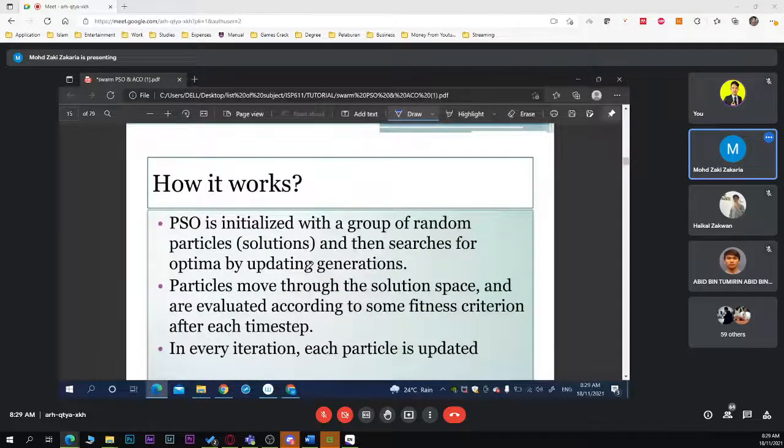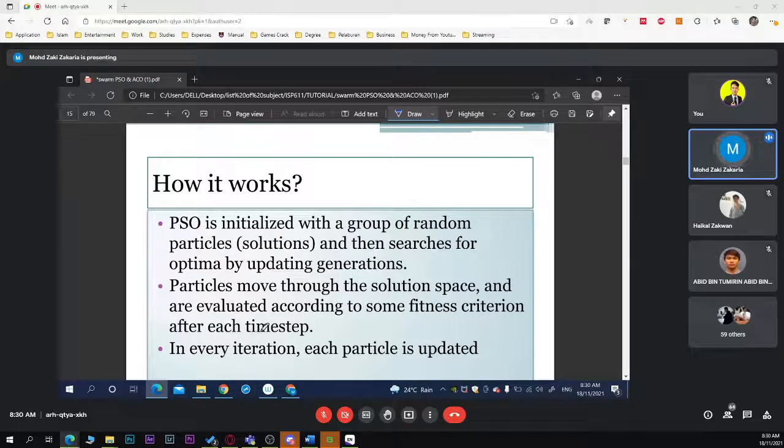Okay, how does it work? PSO is initialized with a group of random particles. That's what we call stochastic, and then it searches for the optimum by updating generations. So every iteration we need to update. For example, if we have 1,000 iterations, we need to update the value 1,000 times, once for each generation. If 500, then 500 updates. So every iteration we need to update the new value. So we should create a table, and based on that table, we need to keep updating.